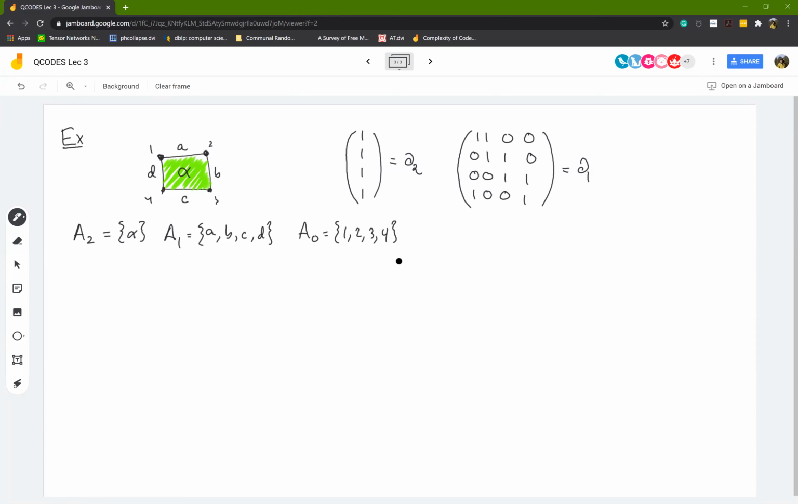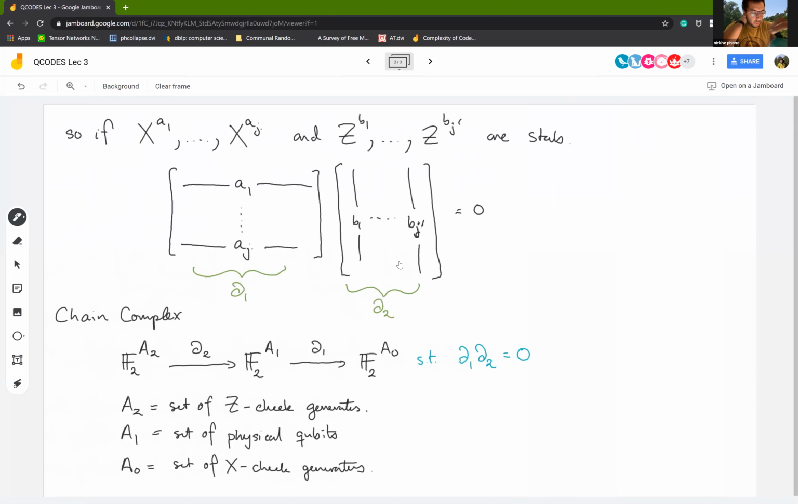Thanks. Yeah. I'm a little confused when you say that delta 2 and delta 1, when you multiply them, it equals 0. Doesn't it? So, okay, good. So let's think of, so we're thinking of delta 2 as a map from the vector space over A2 to the vector space over A1.